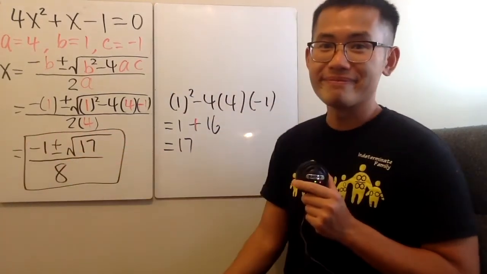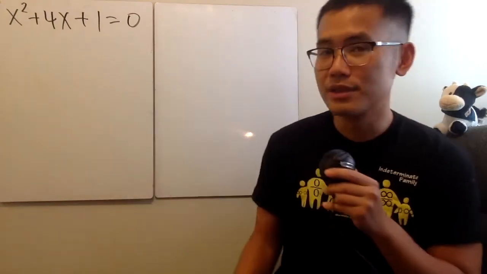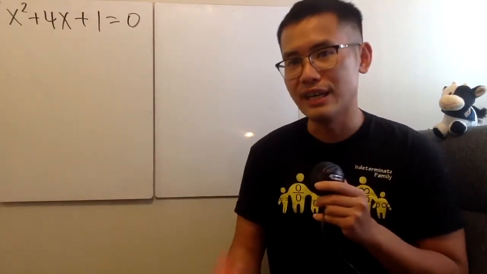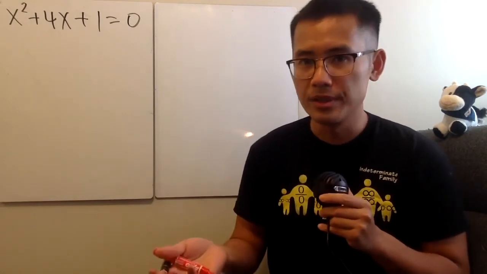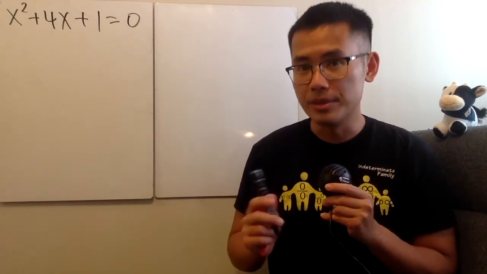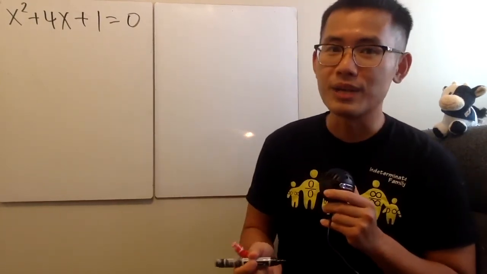This is it. Okay, we're going to solve x squared plus 4x plus 1 is equal to 0. And this right here is actually not factorable. So again, either you use completing the square or the quadratic formula. I think it's easier to use completing the square though. So let me show you how to do that.